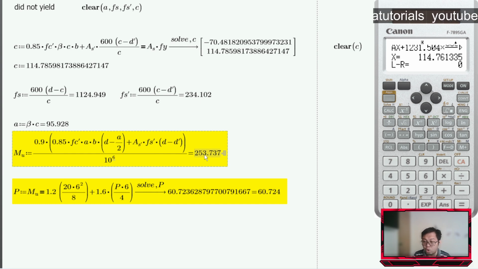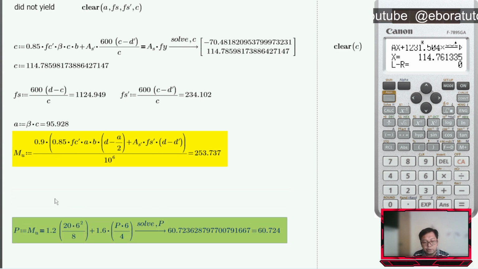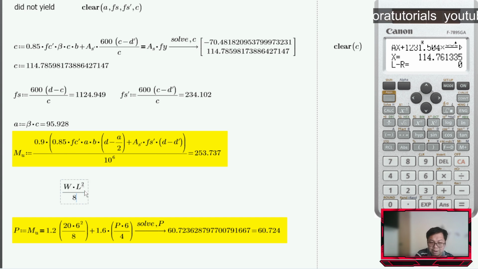We are given two common loadings: a uniformly distributed load and a concentrated load at the middle. For a uniformly distributed load, I hope you know, the maximum moment at the middle is WL squared over 8. And for a concentrated load at the middle, the maximum moment is PL over 4. Let's not forget the factors: 1.2 for dead load and 1.6 for live load. Then you can use your calculator to solve for P, shift solve, and you will get 60.724. So, same as before.